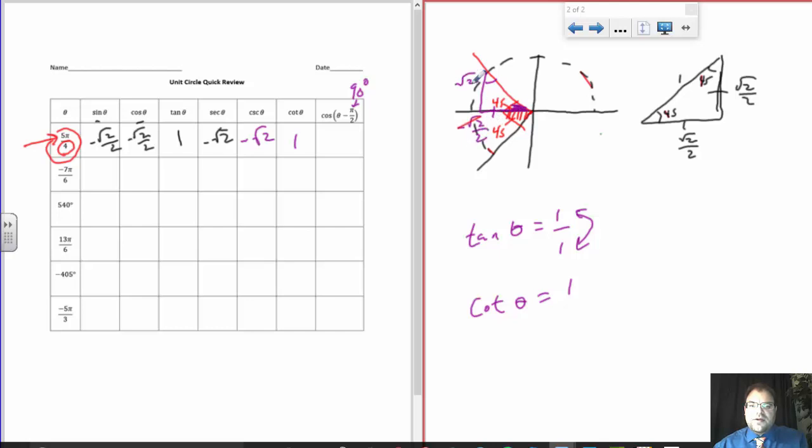I'm only interested in this side length right here, which is this portion right here, because that's the cosine that I want, which is what I'm asking you for. So it's negative root 2 over 2. And that would be that answer. So we've actually completed this question.